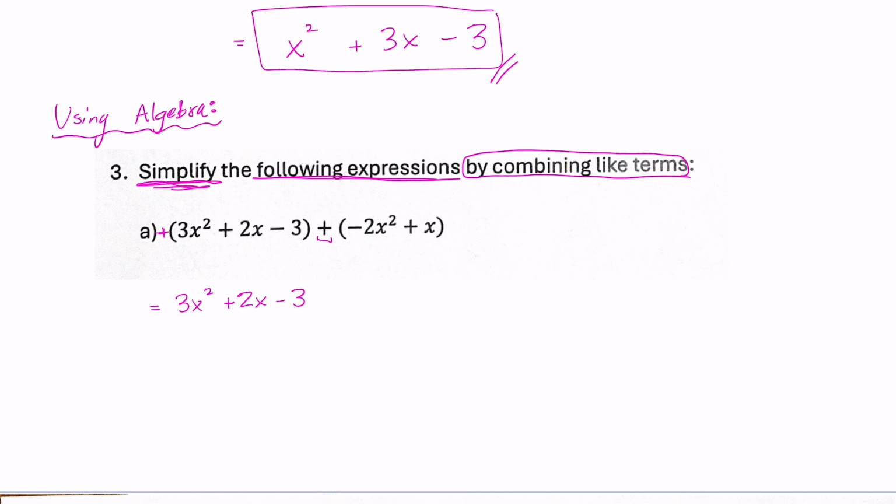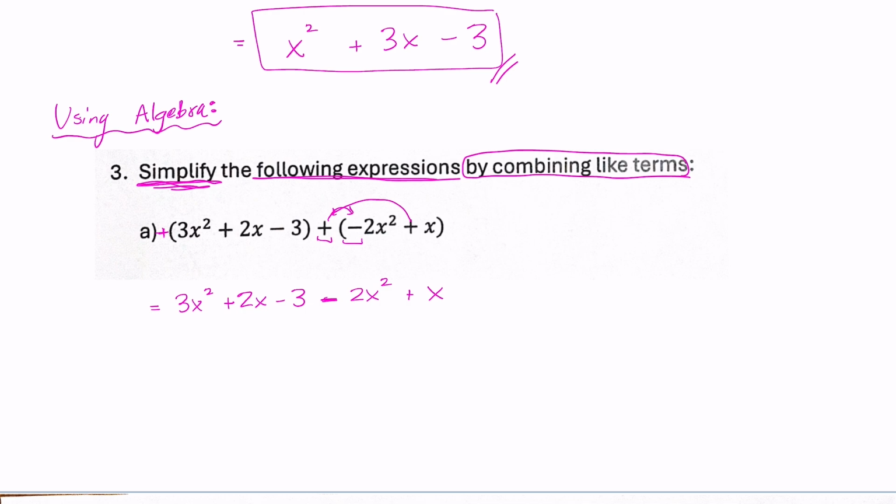So here's where you have to remember a plus and a minus. Remember that rule? A positive times a negative gives a negative. So it's a negative 2x squared. And again, a positive times a positive gives a positive. I have an x there. So I just remove the brackets. Now I'm just combining the like terms.